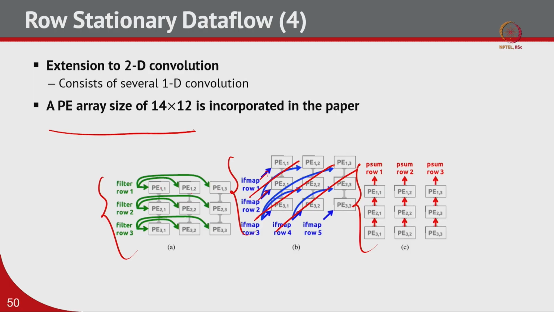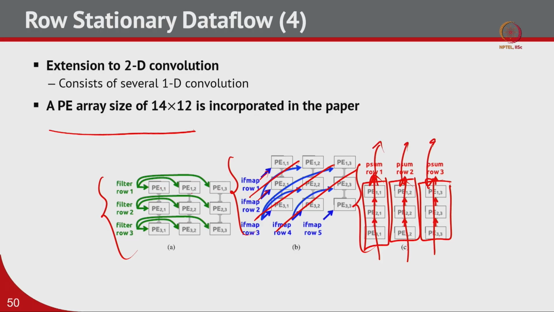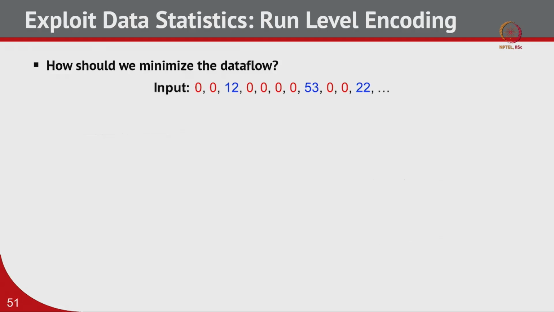Now, with that, the partial sums are flowing upwards. So, whenever we are computing these partial sums from each of these PEs in this vertical direction, we are getting one row of the output, or the partial sum corresponding to one row of the output, right. So, that is how this row stationary data flow works in Eyeriss, correct.